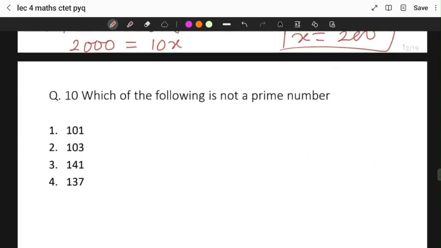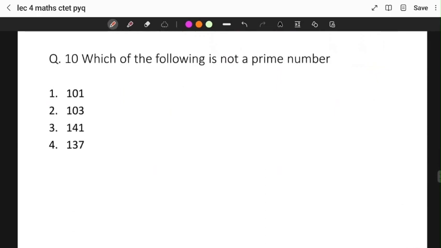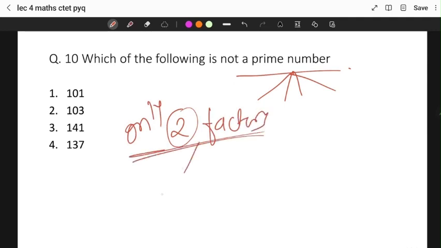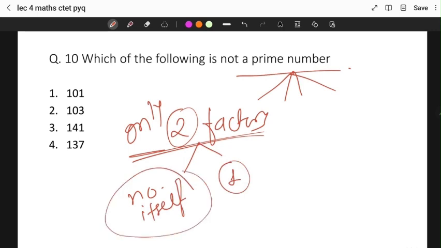Moving on to the next question, which of the following is not a prime number? Now we know the definition of prime number, already seen in our previous batches, where we have talked that a prime number is a number which is having only two factors, not more than 2 and not less than 2. And the two factors of a prime number are the number itself, and the second factor is 1. These are the only two factors that a prime number is having.